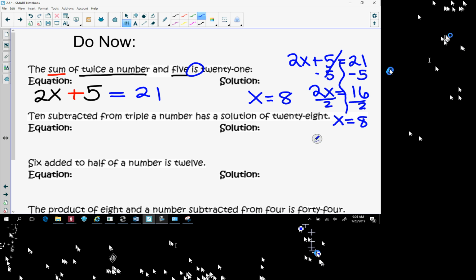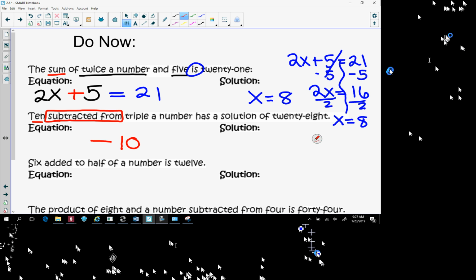All right, next one. 10 subtracted from. Remember, that's a turnaround word. If I'm subtracting a phone from Keandra, she has it first, right? So 10 subtracted from comes after, like that: minus 10. So I'm subtracting it from triple a number.